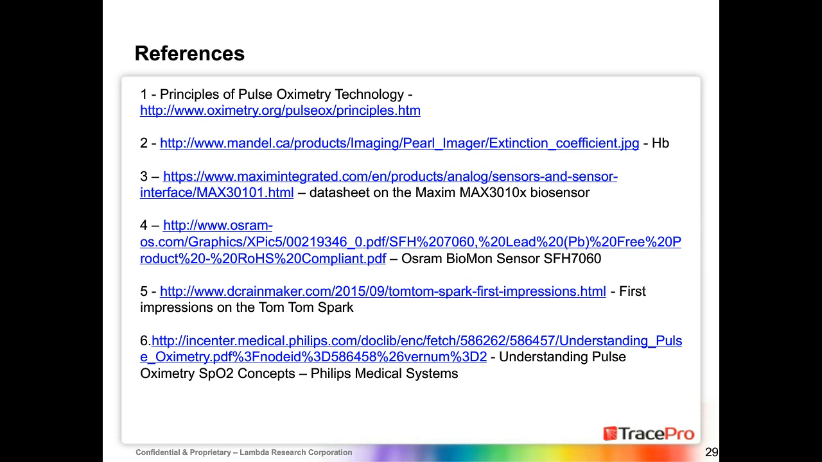Finally, if you're interested in the TomTom Touch and maybe some of the information about LifeQ, take a look at DC Rainmaker. They've got a very nice article about that. And if you're interested in the Philips optical sensors and their capabilities, go over to Philips Medical Systems and see them.